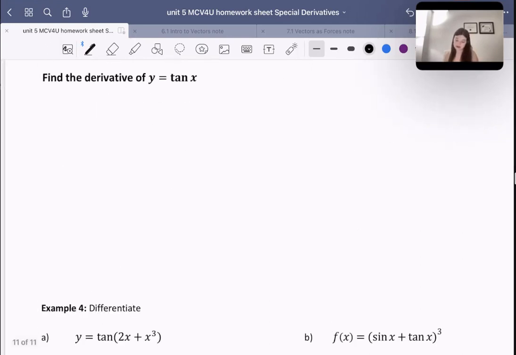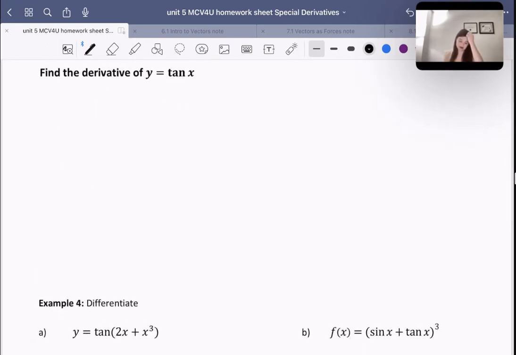All right, the next question says, find the derivative of y equals tan x. So you might be saying, well, how do we find it? We need to be told what it is. And that's true. We could be told what it is, or we could find it.